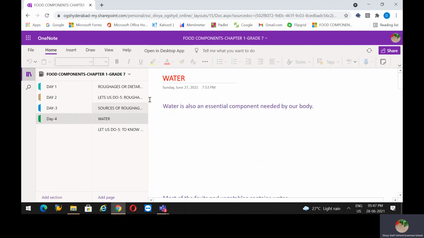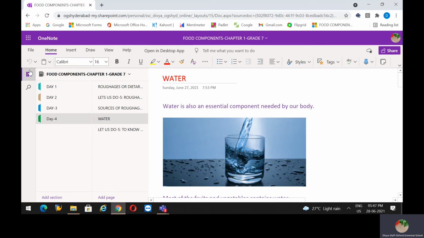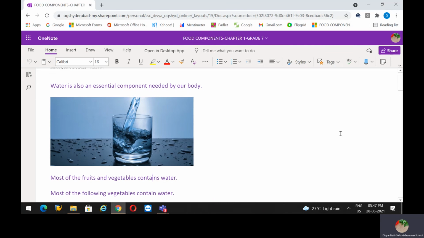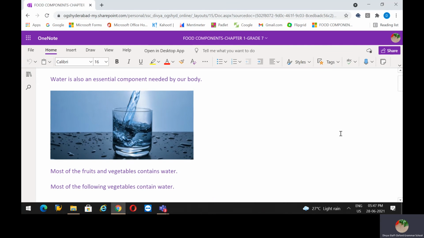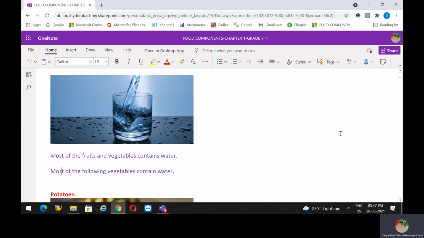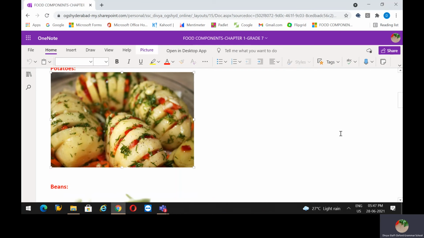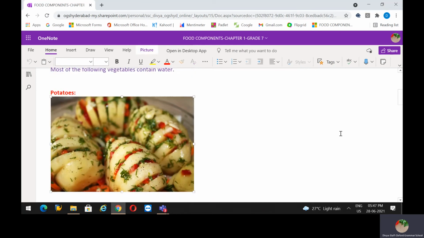Next, let's go to the next topic, water. Water, children. So water is a very essential component, children. Our body needs it, isn't it? So we should drink sufficient water daily. Yeah. So most of the fruits and vegetables also contain water, children. Do you know that we get water from fruits and vegetables also? Okay. Yeah. So observe the above fruits and vegetables, and you will know.